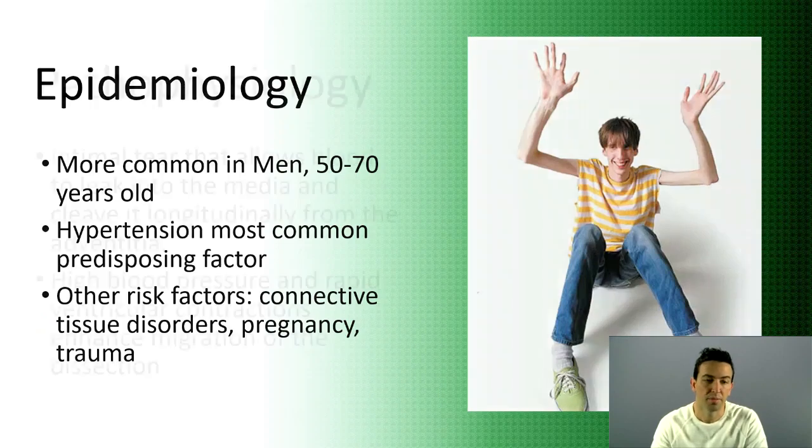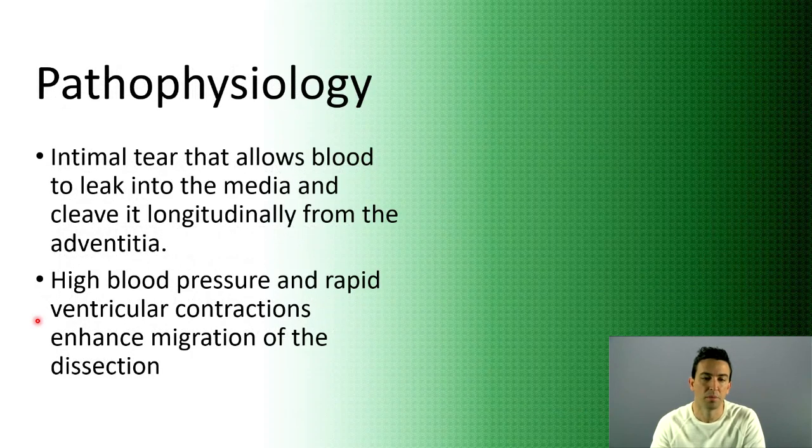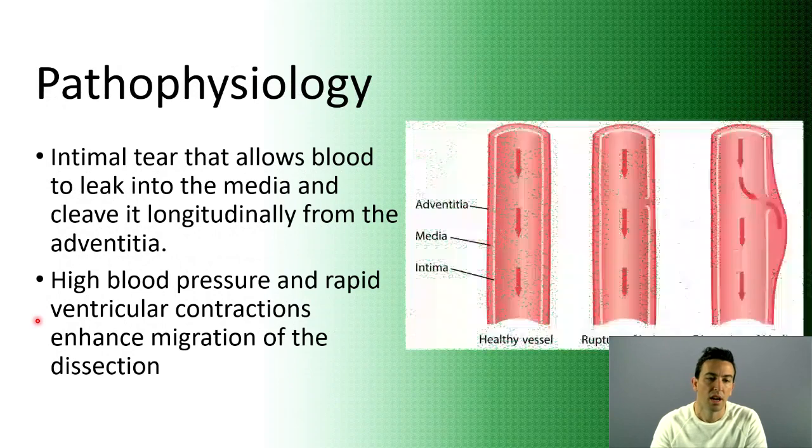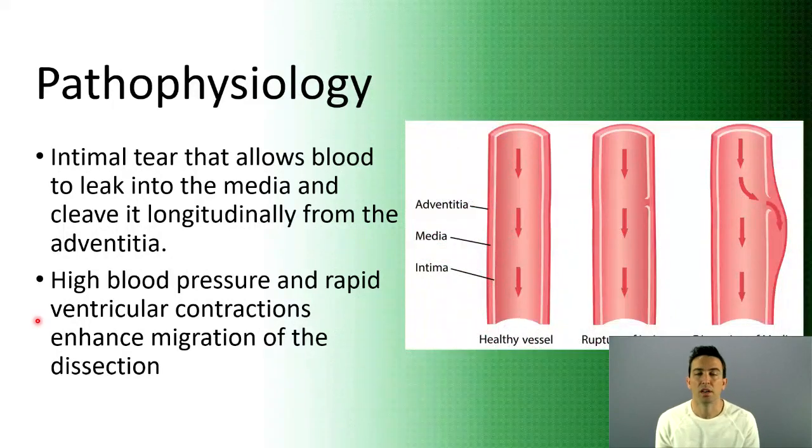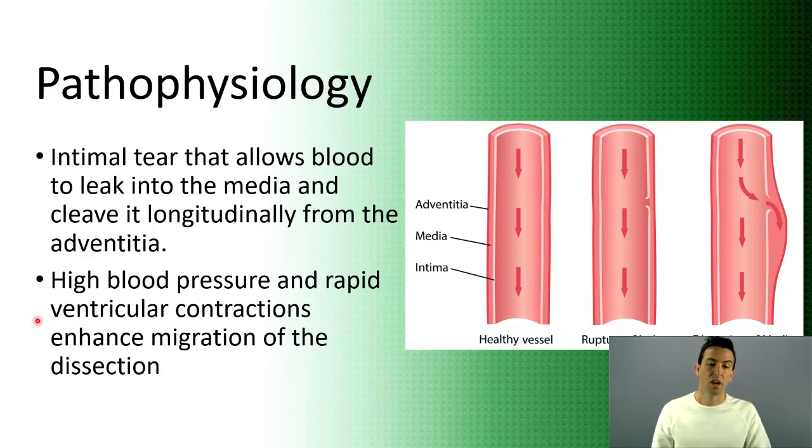Pathophysiology, sometimes this will sneak into the test. So you'll have an intimal tear that allows blood to then enter between the intima and the media, and then it starts dissecting either up or down, depending on what type of dissection we're talking about. Typically, it's high blood pressure. You get rapid ventricular contractions, and each time that heart beats, you enhance the migration of the dissection, or it progresses down.